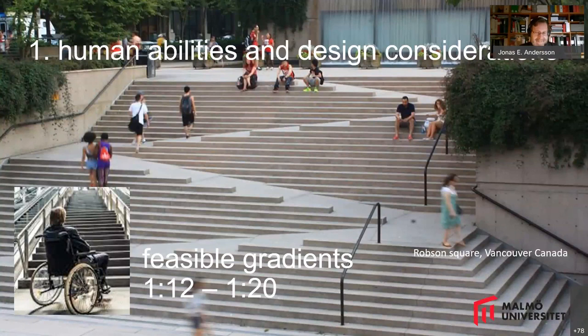This is actually a stair on a square in Canada that is often promoted as a type of universal design, a stair that is made accessible for people by introducing ramps across the stairs. However, I would say that most people with disabilities and using a wheelchair do not consider this design as accessible. And you can only think of yourself, or I can think of myself, as being an academic, working mostly sitting at a table in front of my computer.